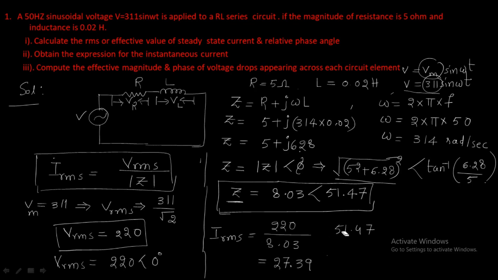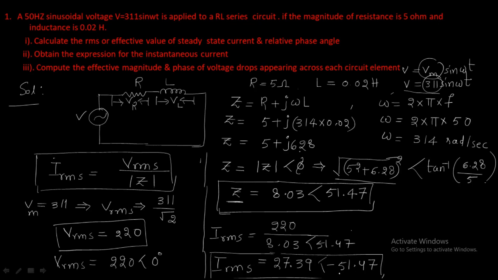27.39. Look here, but this is in the downwards direction actually. Why is it downwards? It is the angle of impedance, 51.47. That's why we will get minus 51.47. This is the RMS current, another name is the effective current. The first point is completed.